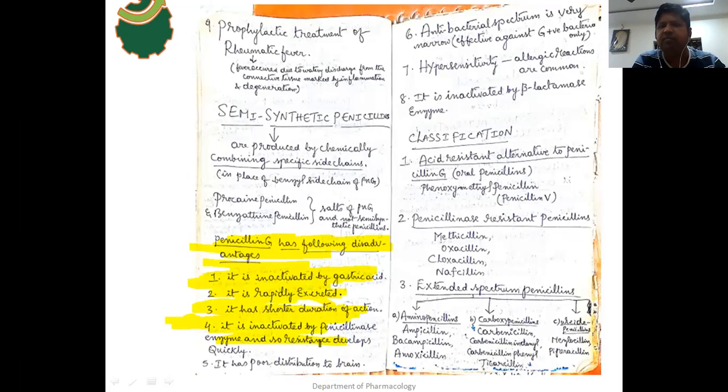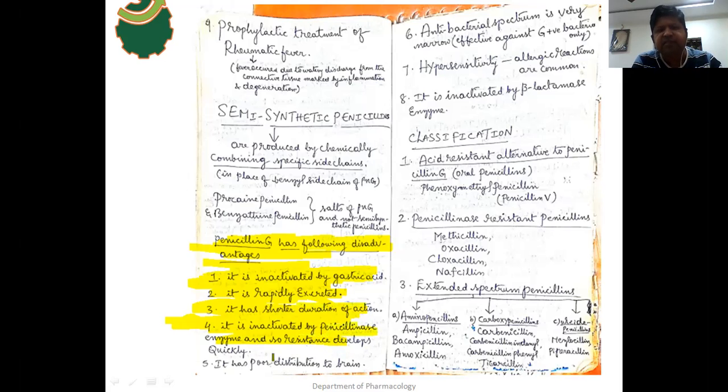One of the enzymes is produced by many bacteria, including Staphylococcus aureus. That bacterium immediately gains resistance to penicillin by producing an enzyme. That enzyme will immediately inactivate the beta lactam ring. Immediately it will break the beta lactam ring. That is penicillinase. You can see here I have mentioned penicillinase.